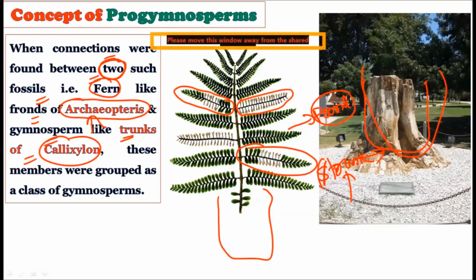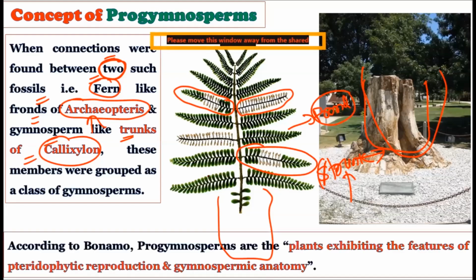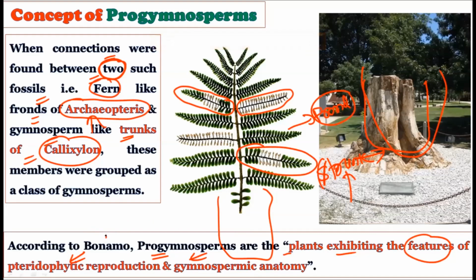So some characteristics of the ferns and some characteristics of the gymnosperms were found in similar plants, and that is why we have taken them to the progymnosperms, right? See, according to Bonamo, the progymnosperms are the plants exhibiting the features of pteridophytic reproduction and gymnospermic anatomy. See, what are scientists saying about these plants?